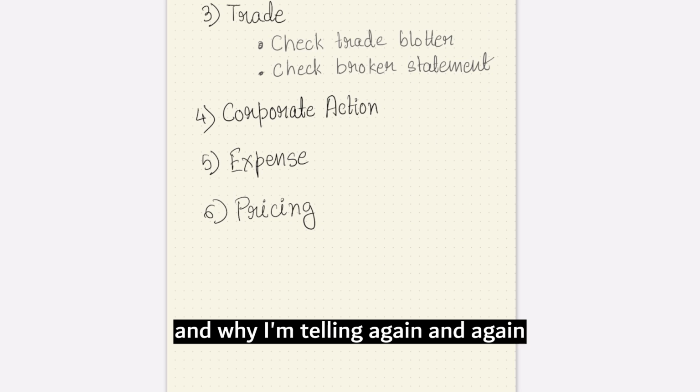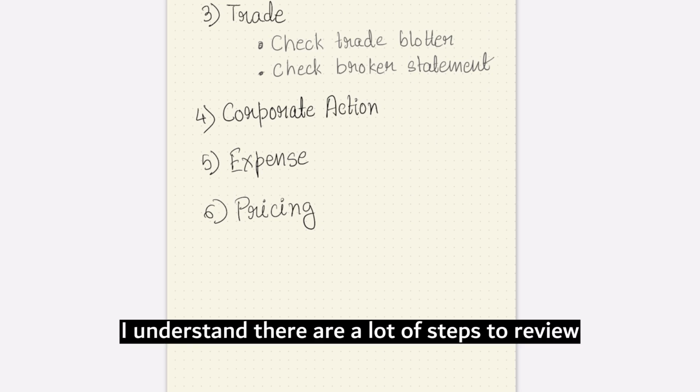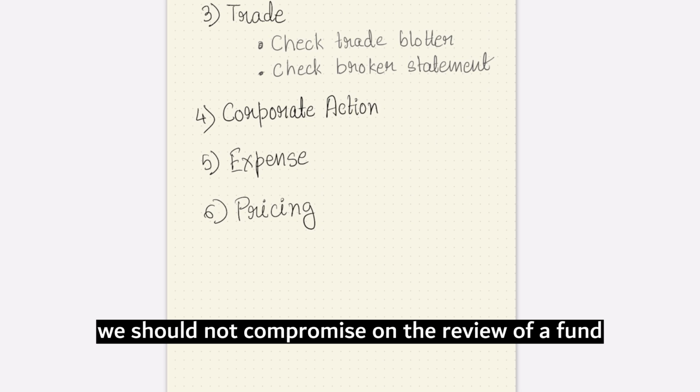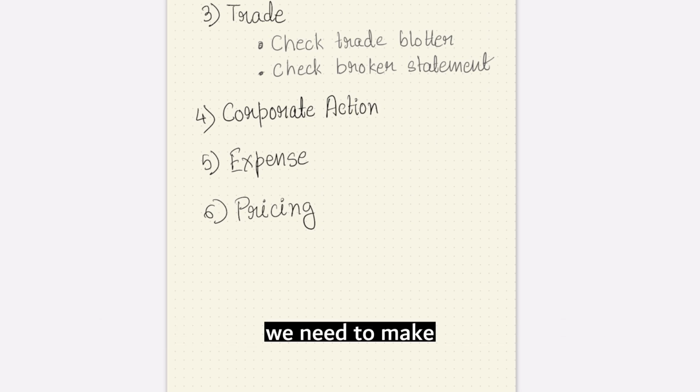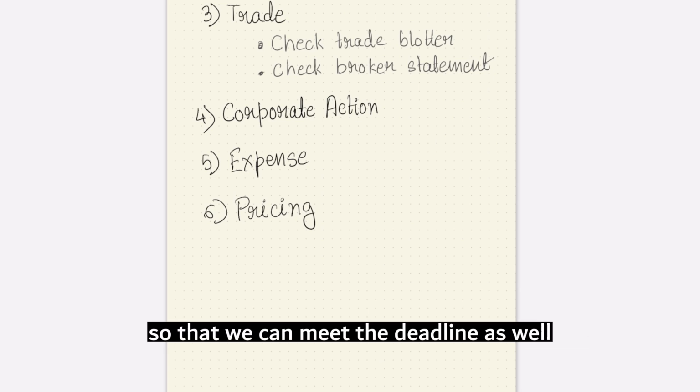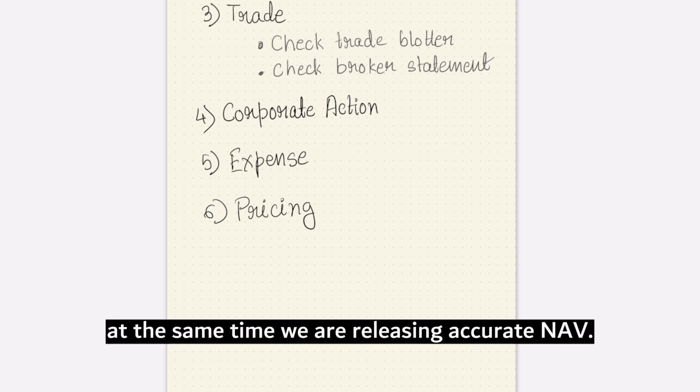And why I am telling this again and again: I understand there are a lot of steps to review, and I also understand we have to meet a deadline as well. But to meet the deadline, we should not compromise on the review of a fund. We need to make sure that we are following each and every step, so that we can meet the deadline as well. At the same time, we are releasing an accurate NAV.